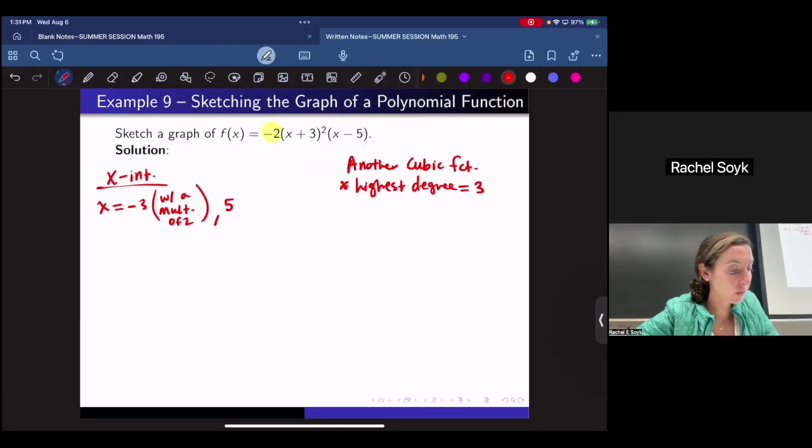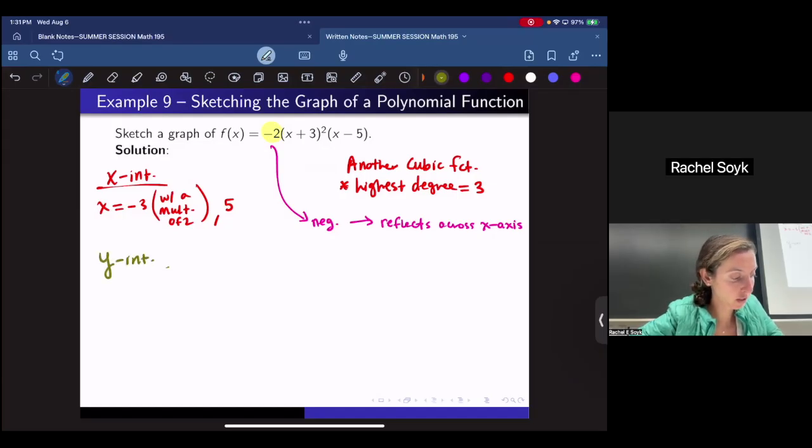And we also want to make note that because this is negative, we have a reflection across the x-axis. Let's also put in our y-intercept. Wherever you see an x, put in 0. So we have -2 times 3 squared times -5. -2 times 9 times -5 gives you positive 90.